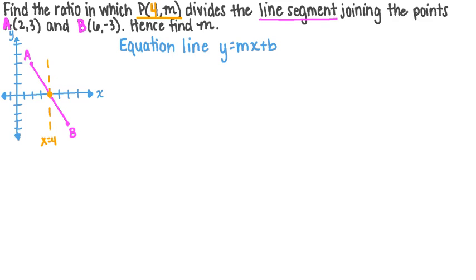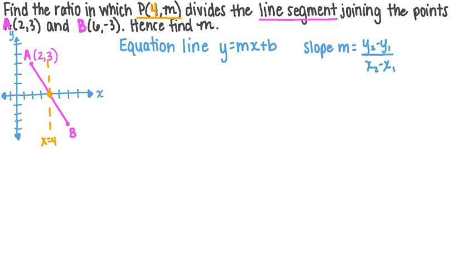The equation of a line is y equals mx plus b, where m is your slope, not to be confused with the m, the y-coordinate of P, but here in this equation, m stands for the slope, and b stands for the y-intercept, where it crosses the y-axis. So let's begin by finding the slope, and there's a formula for that. The equation for the slope of a line is the change in the y's divided by the change in the x's, so y2 minus y1 divided by x2 minus x1.